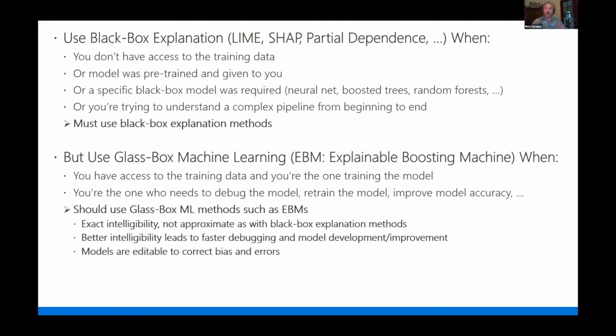However, if you're the one who's training the model, you've got access to the training data. And if you're working on tabular data, then you really should be using these glass box learning methods, such as the explainable boosting machine that I'm going to talk about. These methods give you exact intelligibility. They're not approximate. And better intelligibility is going to lead to faster debugging if you're the one responsible for improving the model. So the cycle time is just going to get better. And some of these models even allow you to correct errors and bias that you see in the models. So they let you fix problems, not just understand that the problem is there.